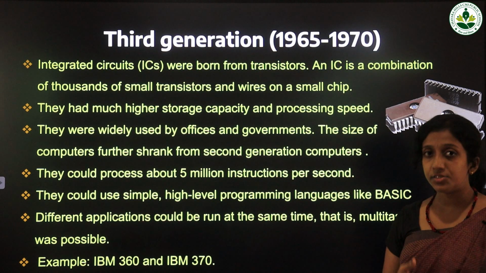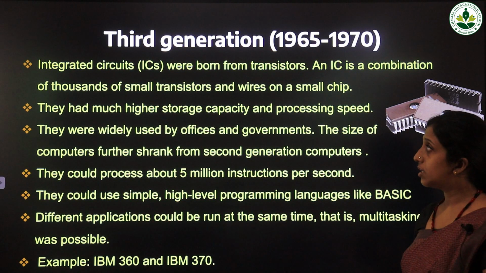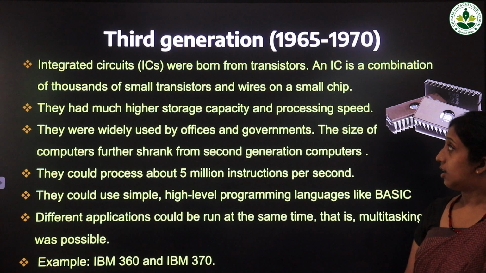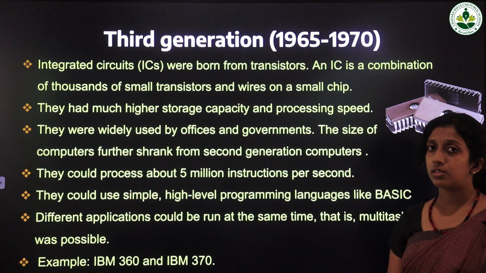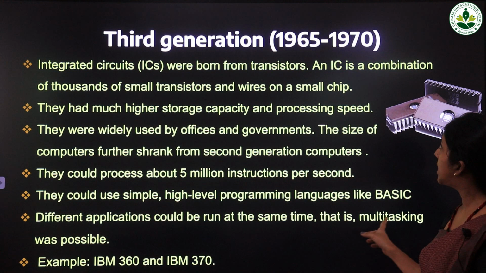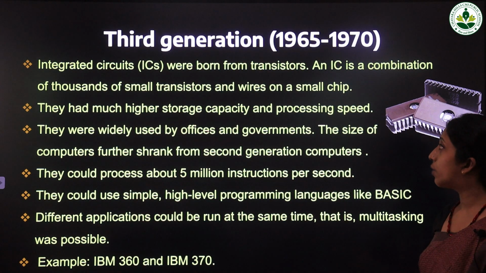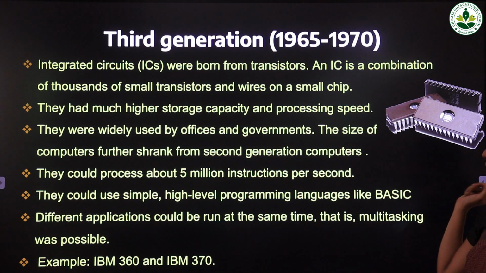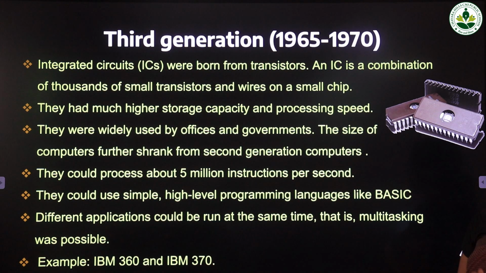Next is the third generation computers, that is from 1965 to 1970. They used ICs, that means integrated circuits. In the second generation they were using transistors, and now in the third generation the computers use ICs. An IC is a combination of thousands of small transistors and wires on a small chip. You can see the IC here.